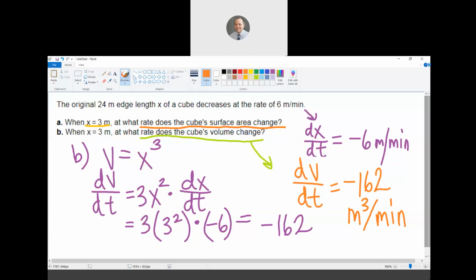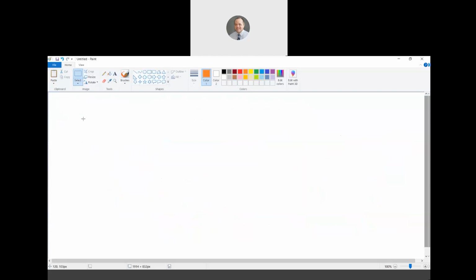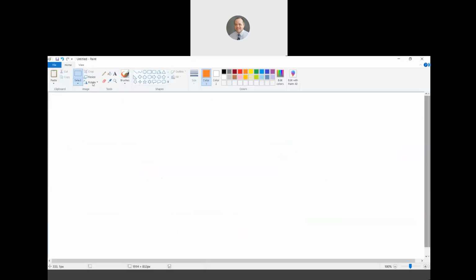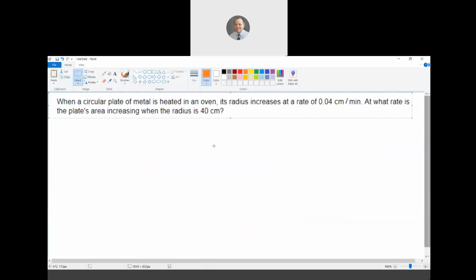I think the next question on my notes also involves geometry. So let me grab the problem. Okay, here's our next question.